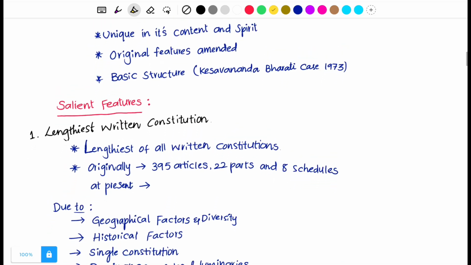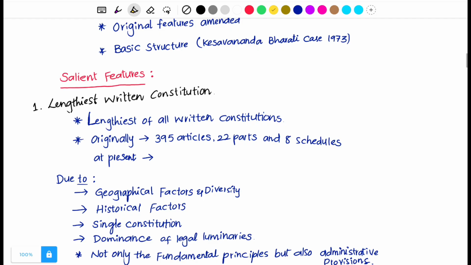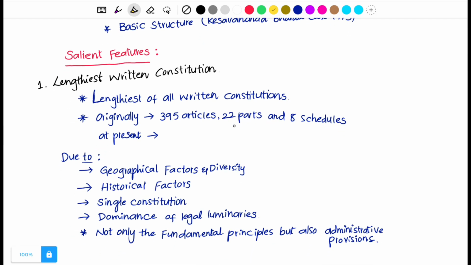Now let us look into the salient features of the Indian Constitution. The first salient feature, that is the prominent feature, is the lengthiest written constitution. Often constitutions are classified into written and unwritten constitutions, where the written constitution is the American constitution, and the unwritten constitution is the British constitution. The Constitution of India is the lengthiest written constitution of all the constitutions existing in the world. While framing the Constitution, originally there were 395 articles, 22 parts, and 8 schedules.